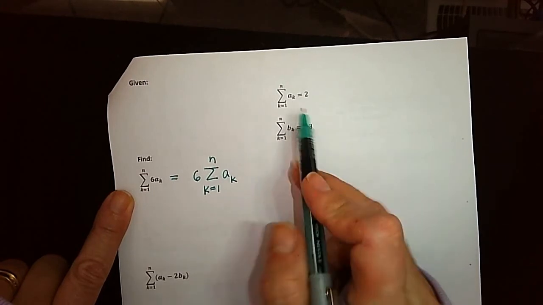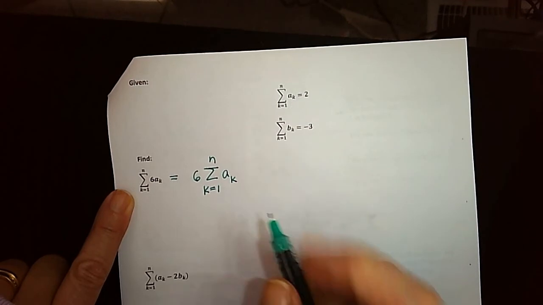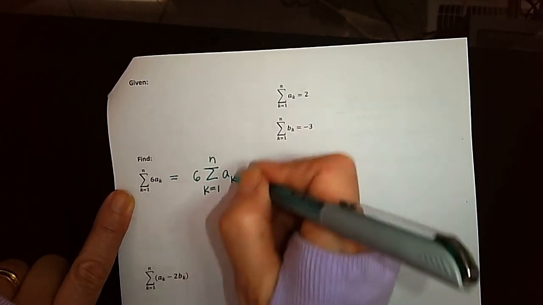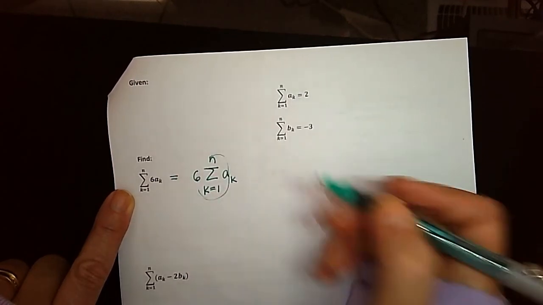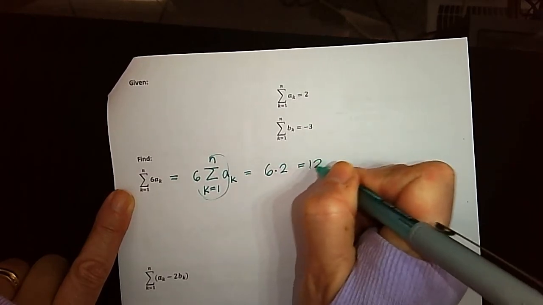Up here at the top, it's telling me that the summation k goes from 1 to n of a sub k is equal to 2. So I can replace this whole thing here with a 2. So this just really becomes 6 times 2, which is 12.